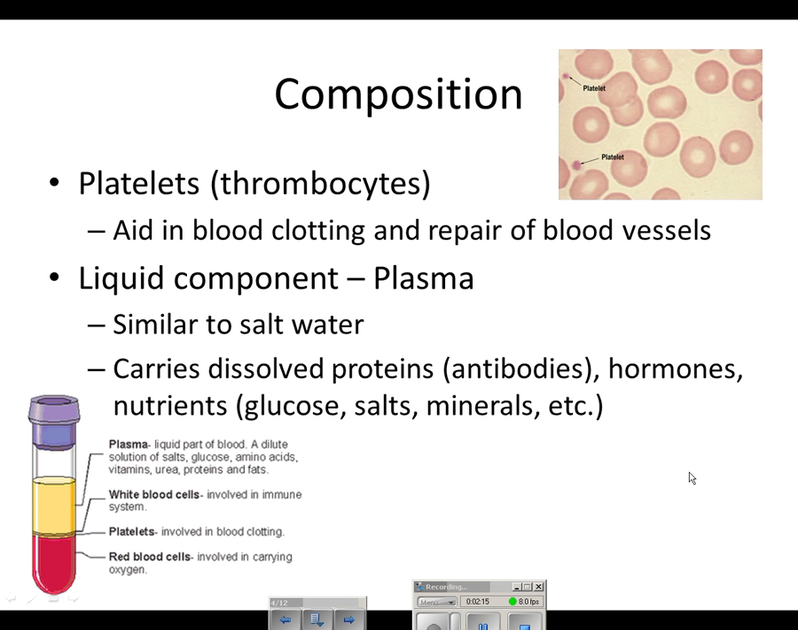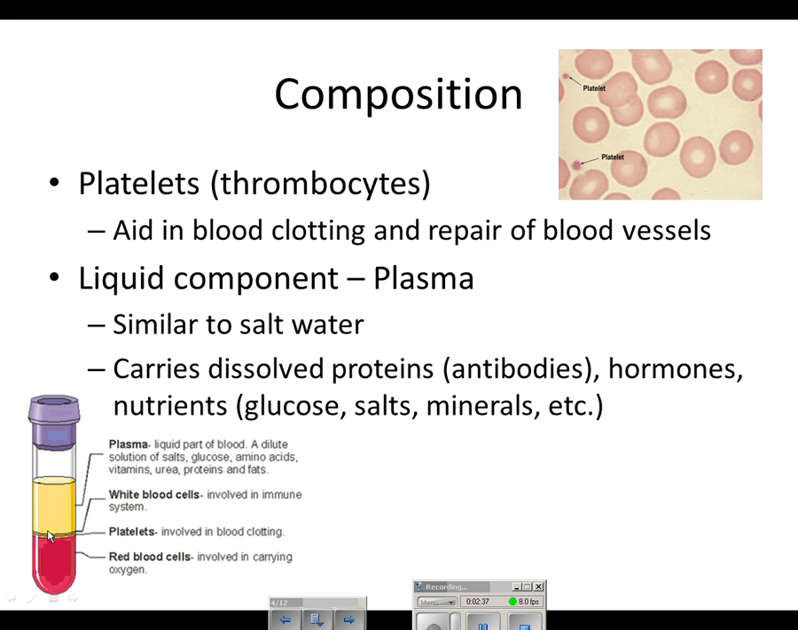And the liquid component of blood is plasma, and its composition is similar to salt water, and its function is to carry dissolved proteins such as antibodies and hormones, as well as nutrients like glucose and salts. If we take a look at this centrifuge tube here, this almost looks like a tube they would take your blood from, and this would all be red at one time.